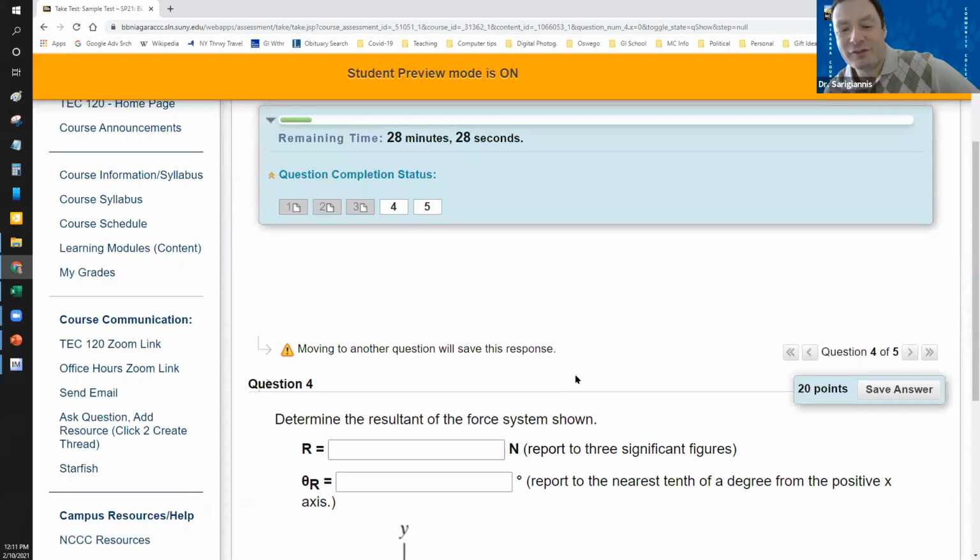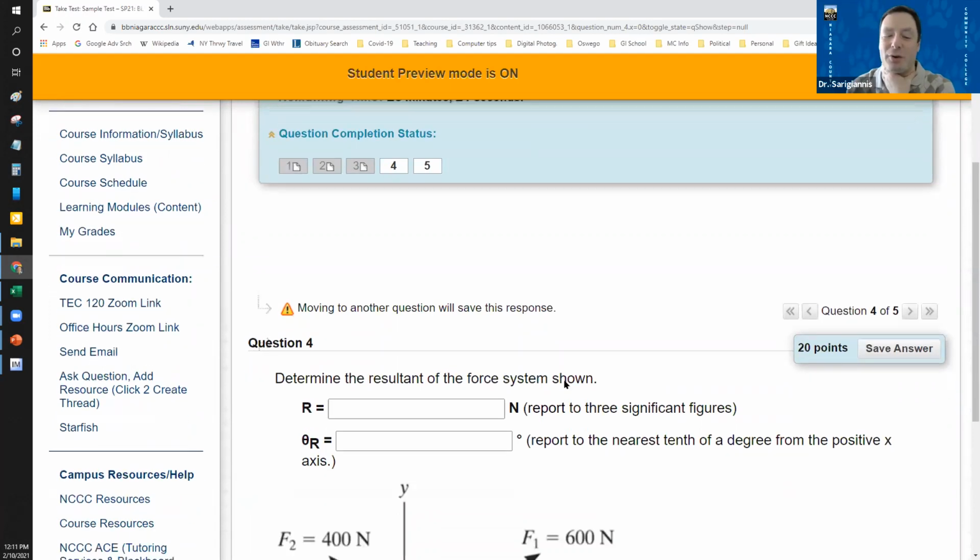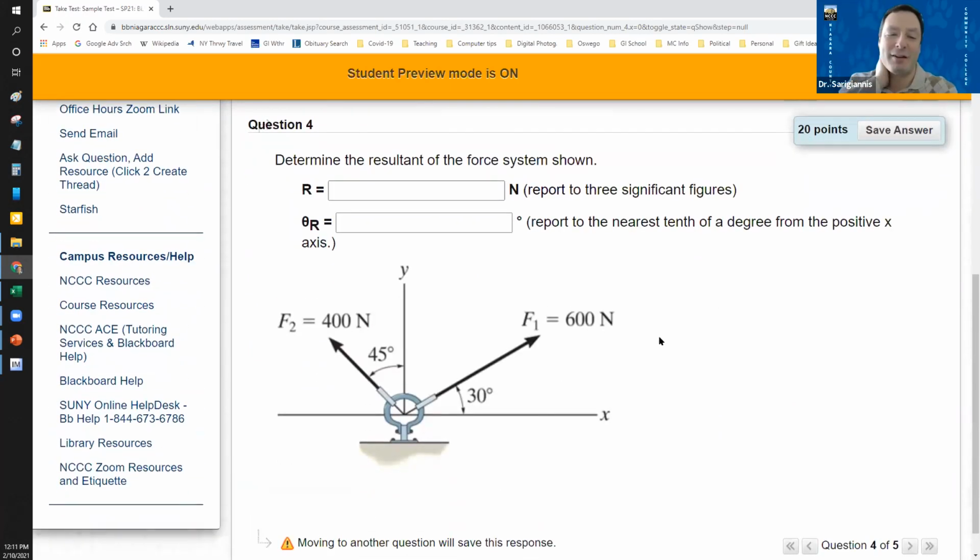So this is a fill in the response question. Determine the resultant of the force system shown. And I have a force system here, and this is right out of the examples from the chapters. So let's see. Do I actually have an answer to this one in front of me? I had it somewhere. All right. I don't remember the answer exactly. Let me see. I'm going to quickly find it. Mechanics, chapter 2.